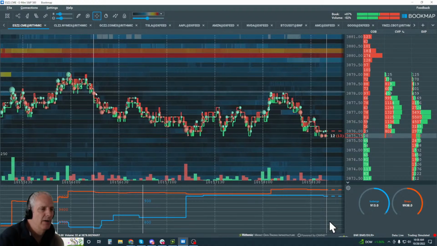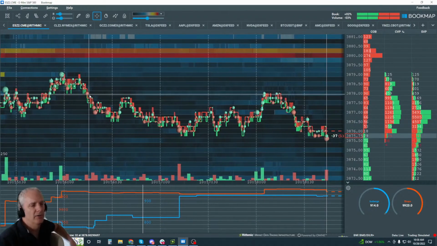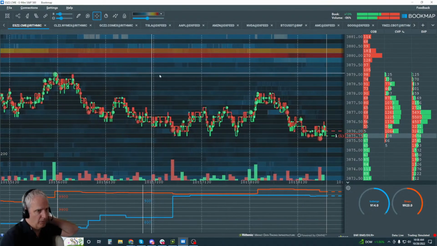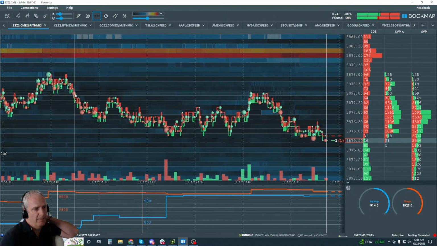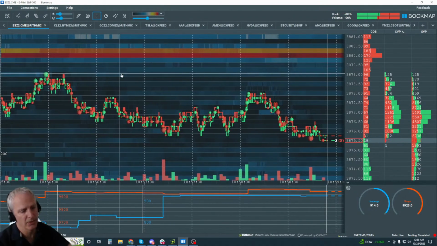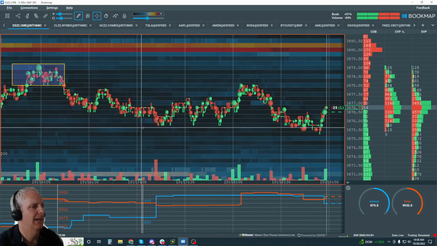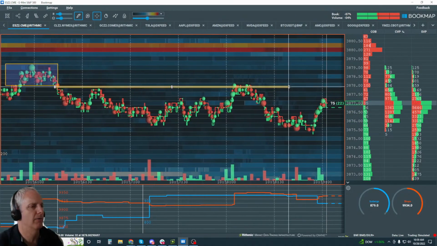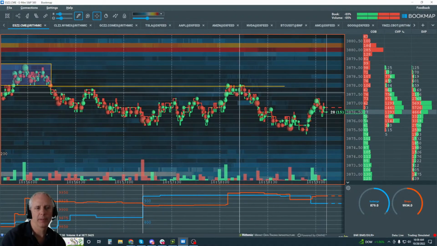This looks like a good area to test, and I know it went exactly there, but here's the reason. We always look at these before it even does something like this. This is where the sellers came in and dropped it from this range. So we'd be looking for a test of that range right there. Okay, and that move played out.